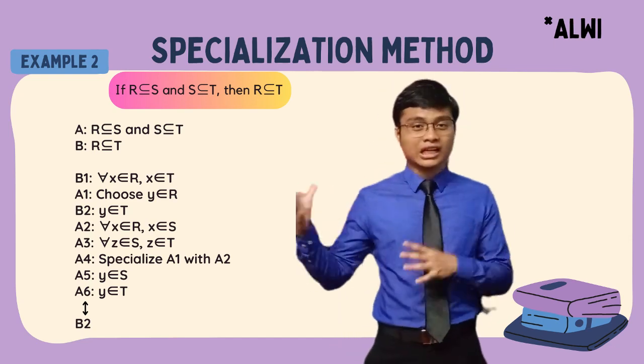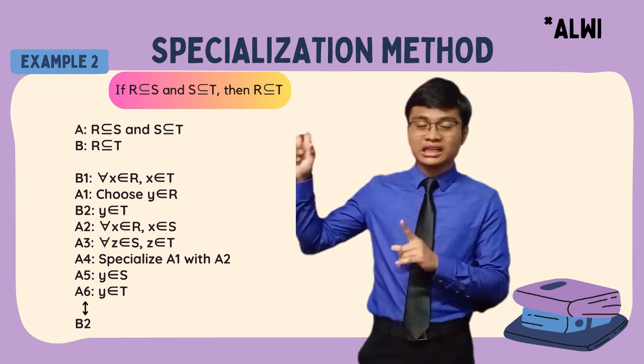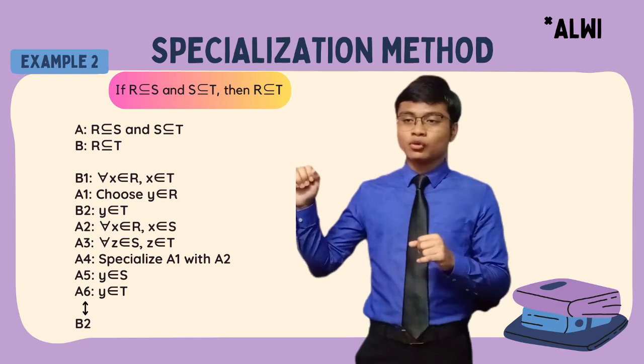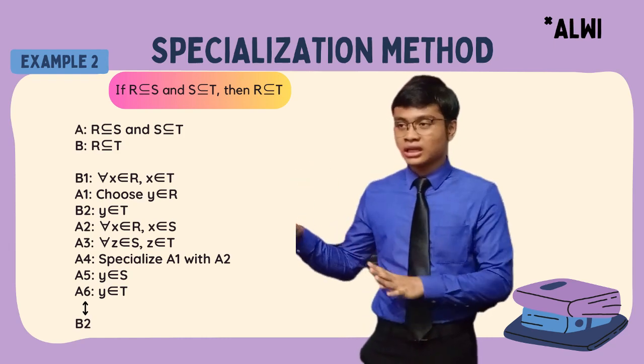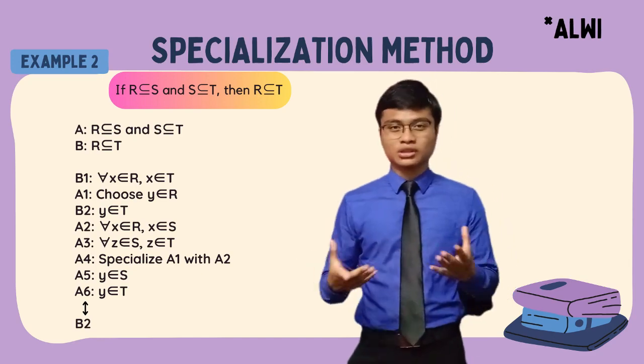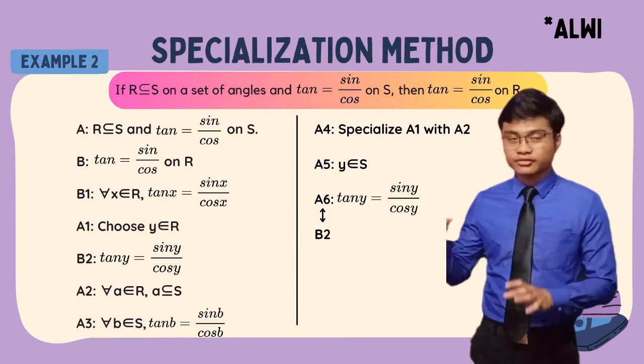And again, based on the hypothesis S subset of T, that would mean that Y is an element of T. Hence, Y is a subset of T. Let's move on to the final example.